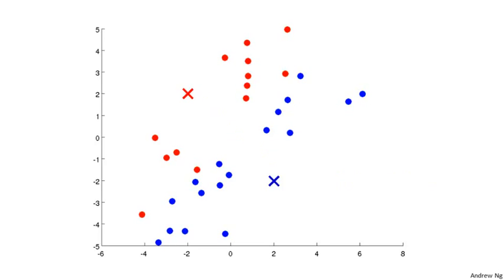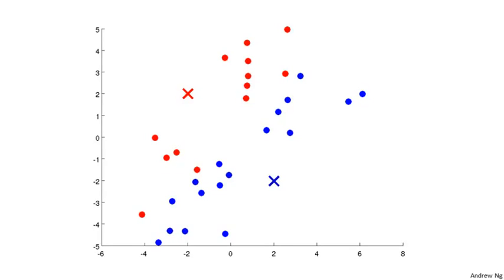Specifically, what I mean by that is it's going to go through your data set and color each of the points either red or blue, depending on whether it's closer to the red cluster centroid or the blue cluster centroid. And I've done that in this diagram here. So that was the cluster assignment step.